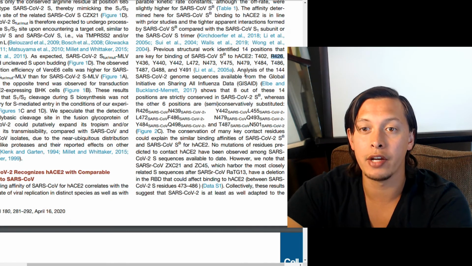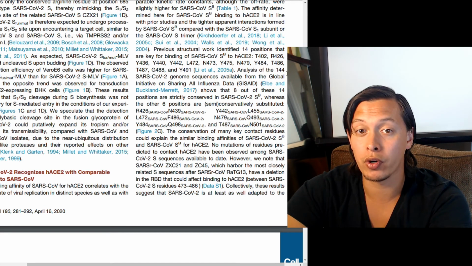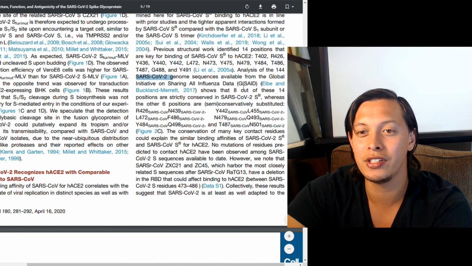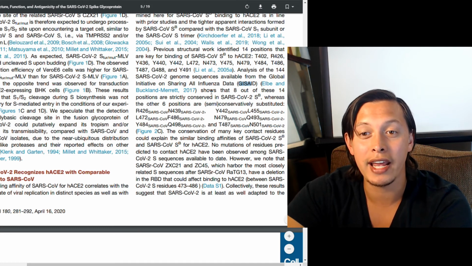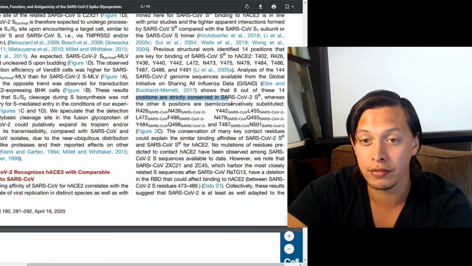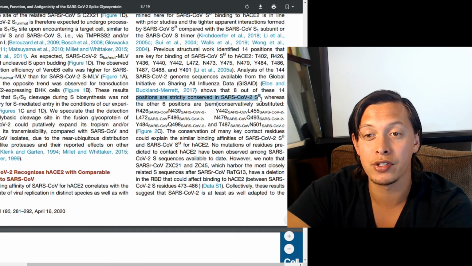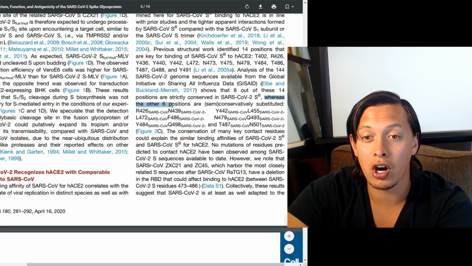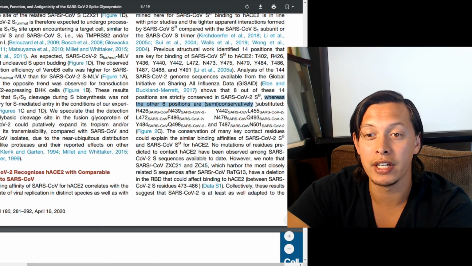Analysis of the 144 SARS-CoV-2 genome sequences available from the Global Initiative on Sharing All Influenza Data, or GISAID, shows that 8 out of these 14 positions are strictly conserved in the SARS coronavirus 2 binding domain, whereas the other 6 positions are semi-conservatively substituted.